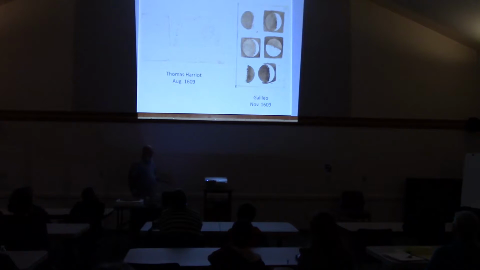Thomas Harriot, we just discovered this in the 1980s, they found his notes. In August of 1609, he looked at the moon and made sketches of it. Galileo didn't do anything until November. Galileo published his right away, that's why he got the credit. Harriot never published his.